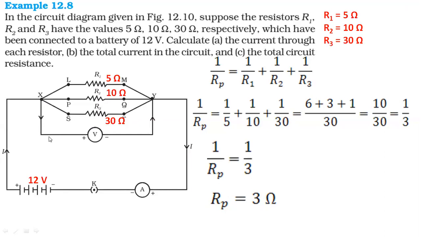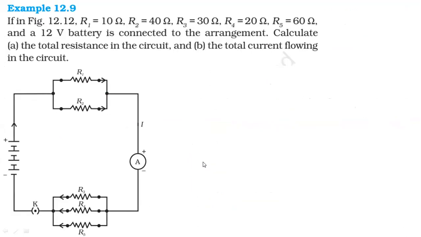This is parallel, okay, voltmeter. But you can see after this Y, this current is going through A, so that means ammeter is connected in series here. Okay, now let us go to the next question.